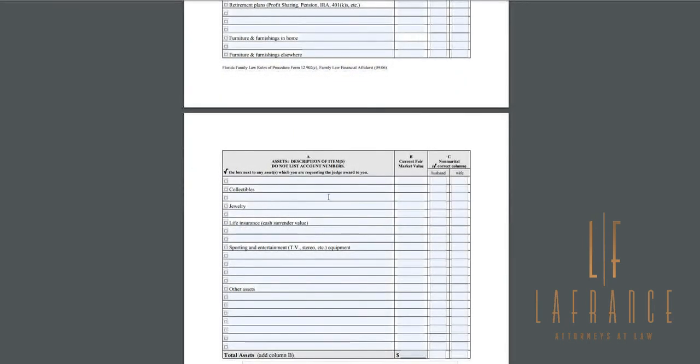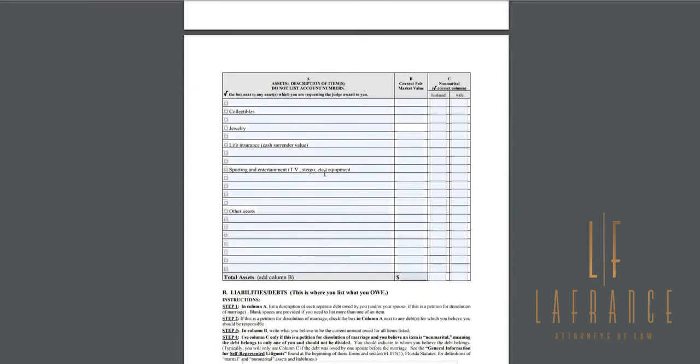Collectibles, jewelry, again, pretty self-explanatory, whatever you think the market value is of the items that you're going to be listing here. Same for sports, TV, and stereo equipment. It's not replacement value. It's if you sold it, what could you get for it?